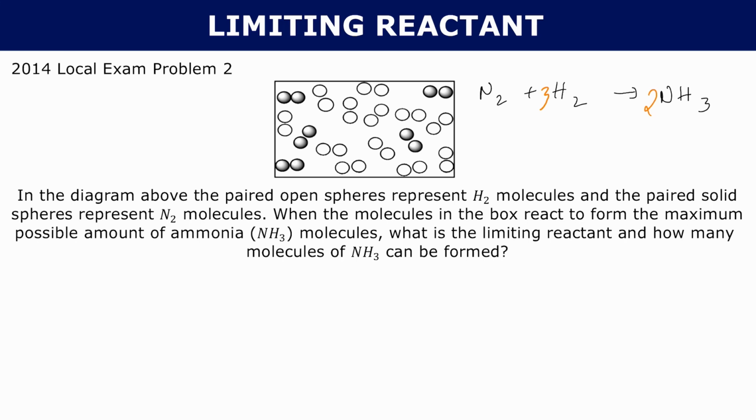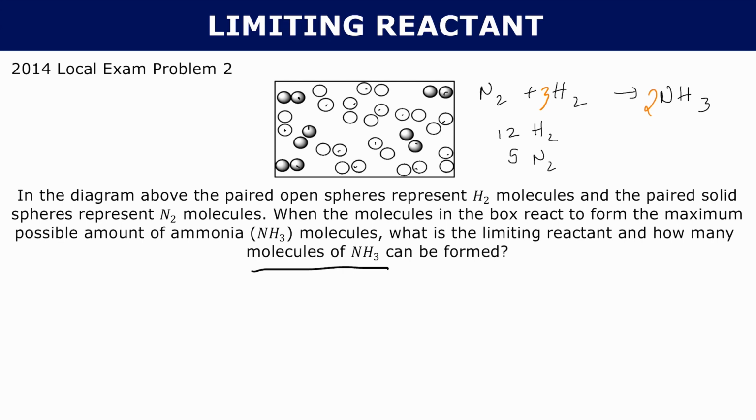Now let's look at the diagram to see how many N2 molecules we have and how many H2 molecules we have. So the open spheres represent H2 molecules, so we have 1, 2, 3, 4, 5, 6, 7, 8, 9, 10, 11, 12 H2 molecules, and the solid spheres represent the N2 molecules, so 1, 2, 3, 4, 5 N2 molecules. And we're going to need to find out what the limiting reactant is. Technically we could use either of the two methods, but since the question asks us to find molecules of NH3 that can be formed, it's smarter to use the second method because that will give you the information right away.